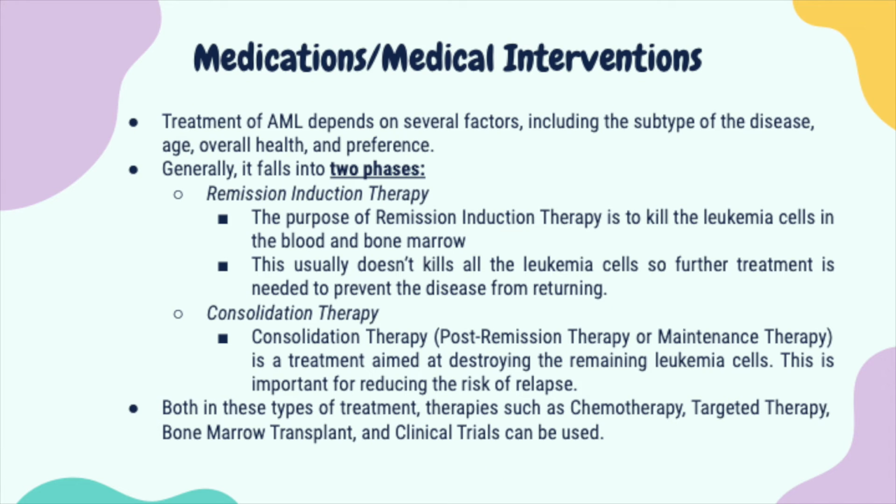As mentioned before, the treatment of AML depends on several factors such as the subtype of the disease, age, overall health, and preference. Usually, medical interventions fall into 2 phases. The purpose of remission induction therapy is to kill the leukemia cells in the blood and bone marrow.